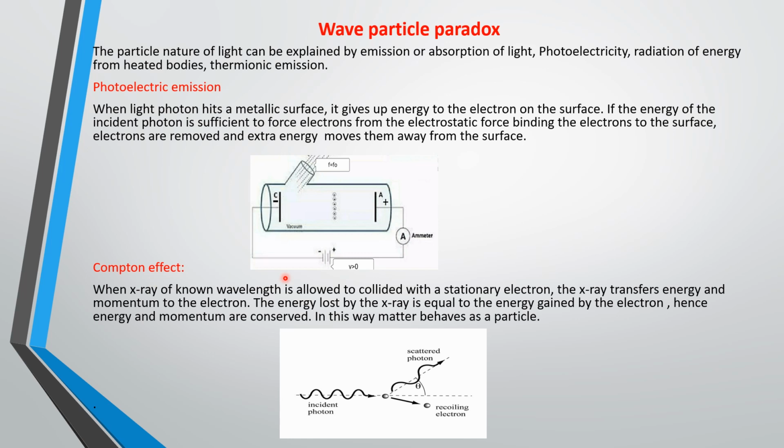Another one is the Compton effect. In this effect, an X-ray of known wavelength is allowed to collide with a stationary electron. This is the incident photon and this is the stationary electron. The X-ray transfers energy and momentum to the electron. The energy lost by the X-ray is equal to the energy gained by the electron. Hence, energy and momentum are conserved. In this way, matter behaves as a particle. So the Compton effect and the photoelectric effect help us to understand that matter has a particle nature also.